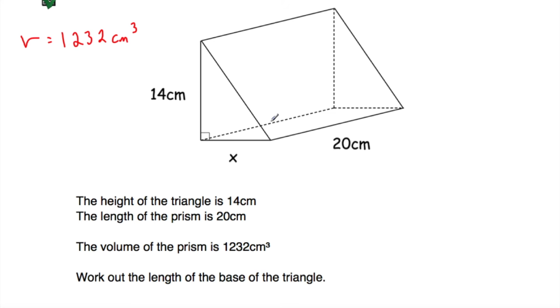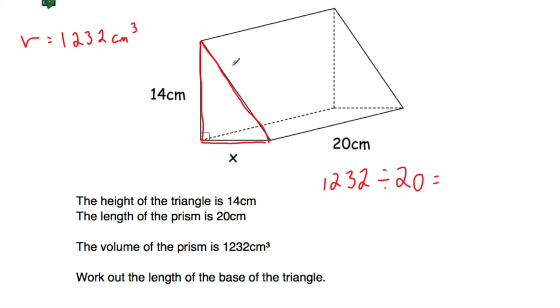Now what I'm going to do here is, remember, to find the volume of a triangular prism like this, we would get the area of the cross section. So we would get the area of the triangle. And then we'd times by the length of the prism to get the volume. So if we work backwards here and we take the volume and divide that by 20, the length of the prism, that will tell us the area of this triangle.